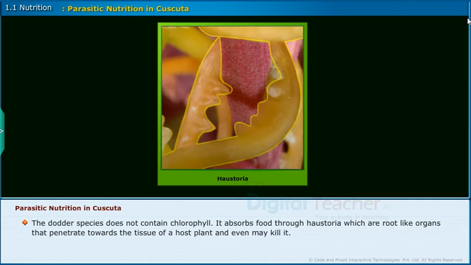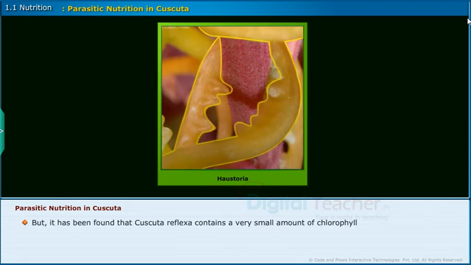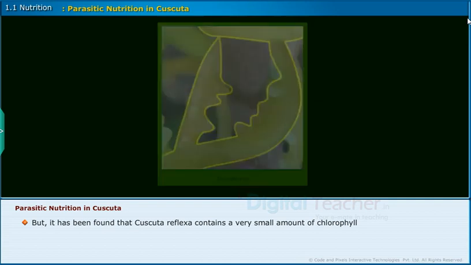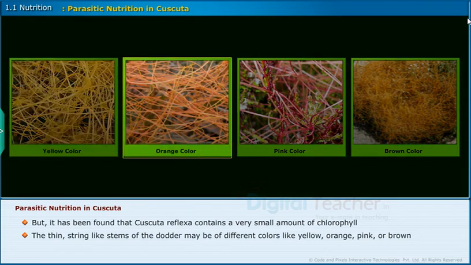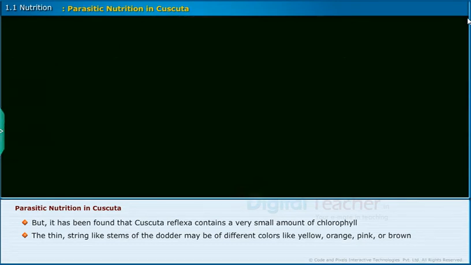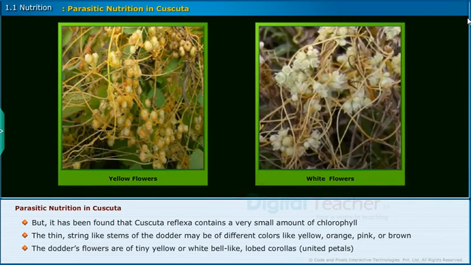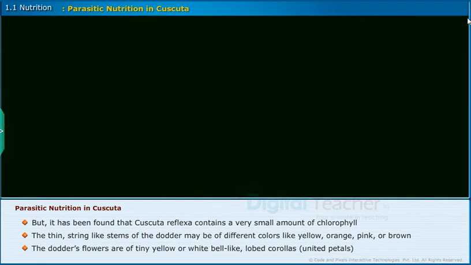The dodder species does not contain chlorophyll. It absorbs food through haustoria, which are root-like organs that penetrate the tissue of a host plant and even may kill it. But it has been found that Cuscuta reflexa contains a very small amount of chlorophyll. The thin, string-like stems of the dodder may be of different colors like yellow, orange, pink or brown. The dodder's flowers are tiny, yellow or white, bell-like, lobed corollas with united petals.